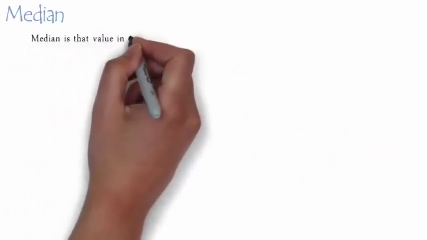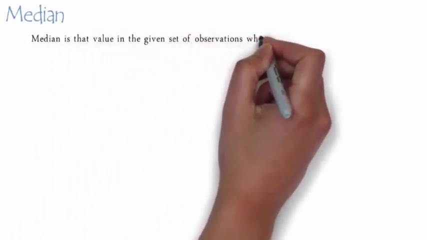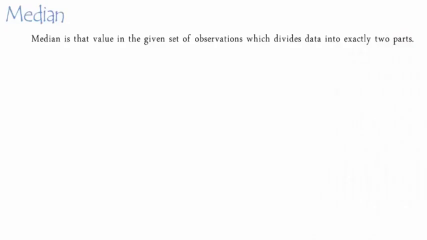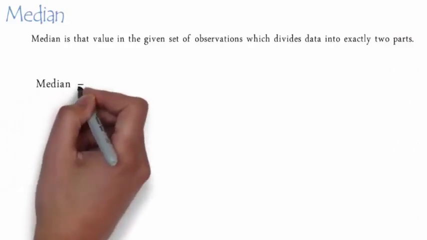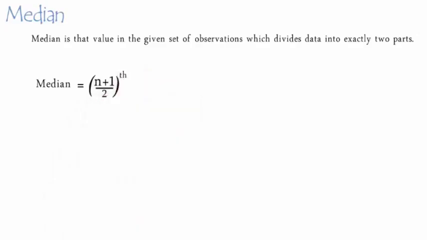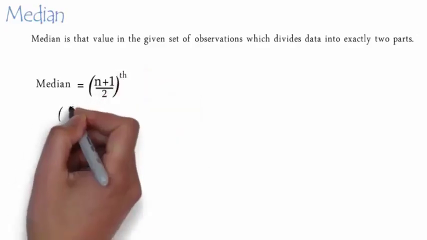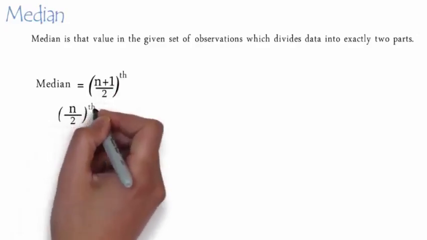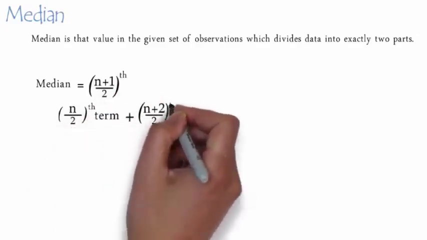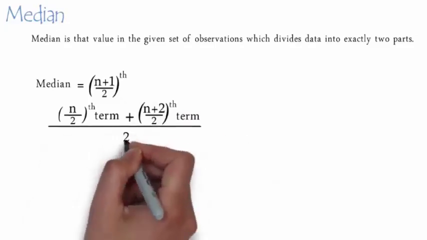Median. Median is that value in the given set of observations which divides the data into exactly two parts. Median can be found after arranging the data in ascending or descending order. If the number of observations is odd, median is the term at (n plus 1) divided by 2. If the number of observations is even, then median is the mean of the term at n divided by 2 and the term at (n plus 2) divided by 2, whole divided by 2.